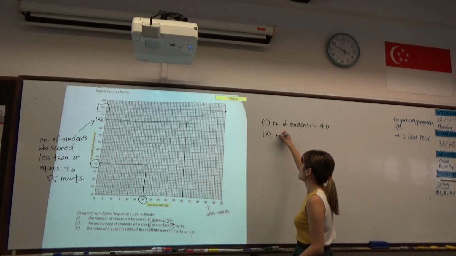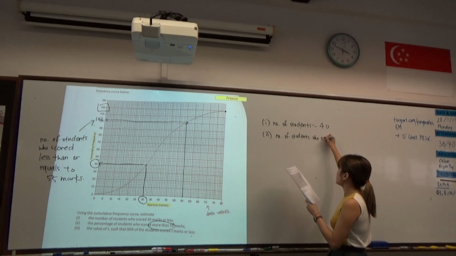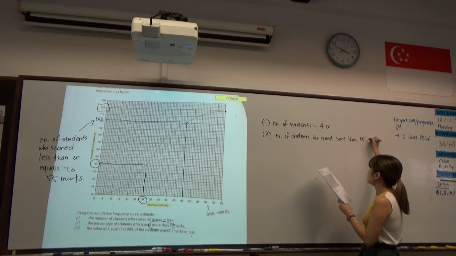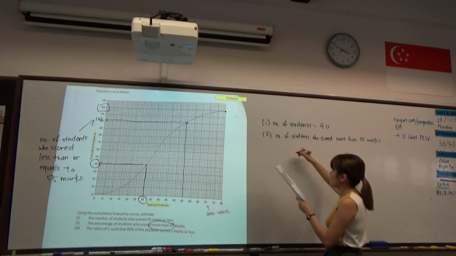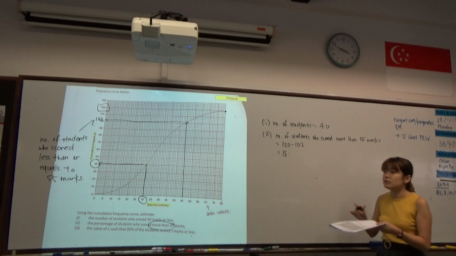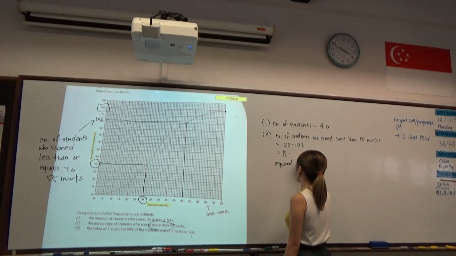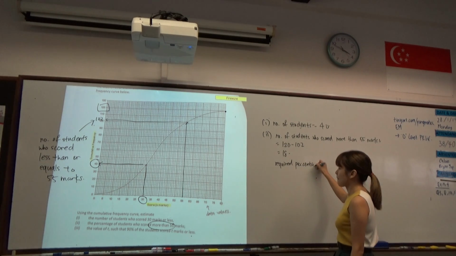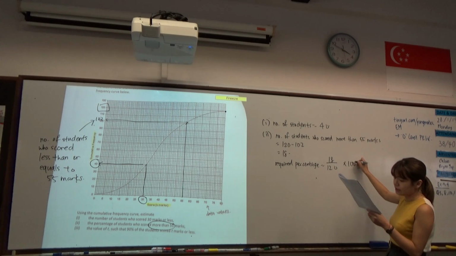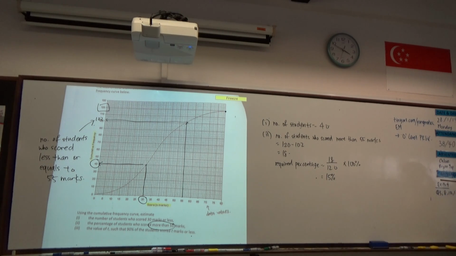So in this case, number of students who scored more than 55, that would be 120 minus 102. So that will be 18 students. So the required percentage, that will be 18 out of the total 120 times 100%. So therefore it is 15%.